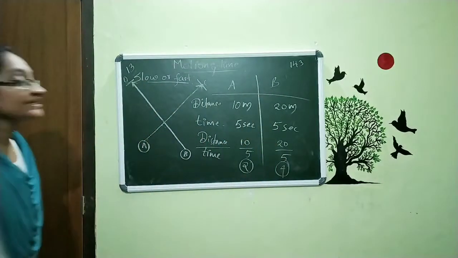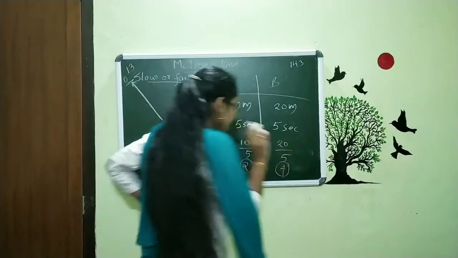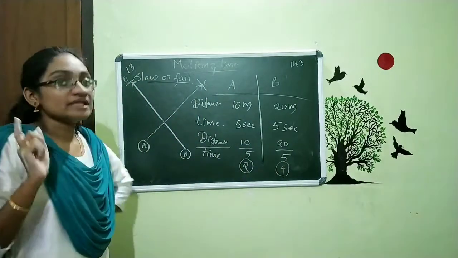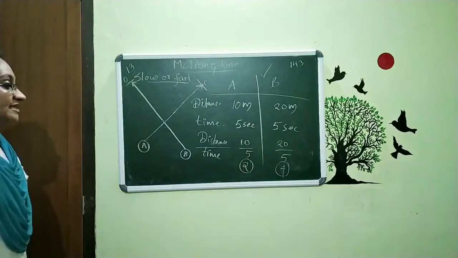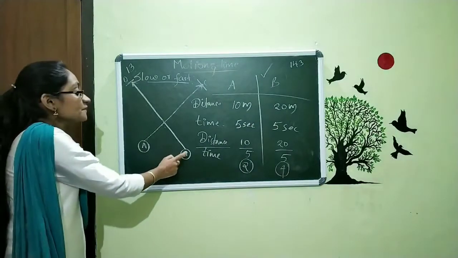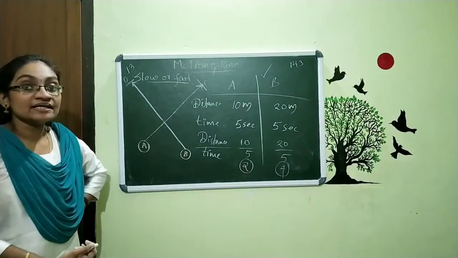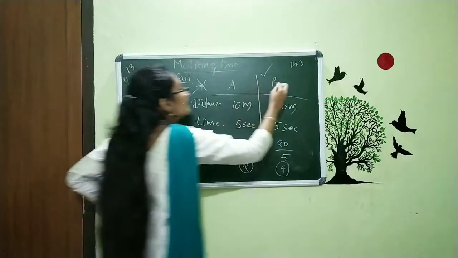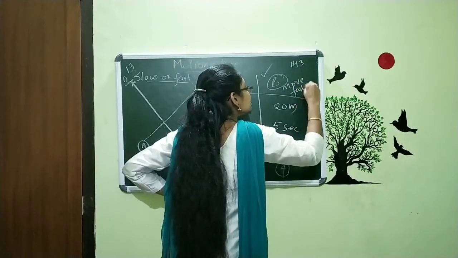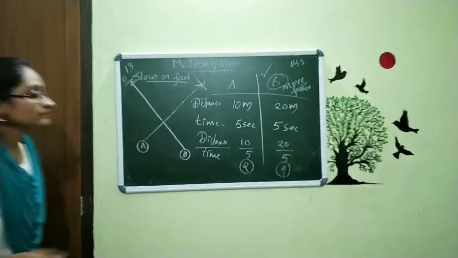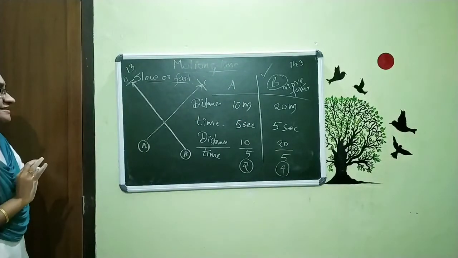Which is having the higher value? You can see the higher value in the case of B. And that's how you can say that this B is faster than A. B is faster than A. So this is one simple example.